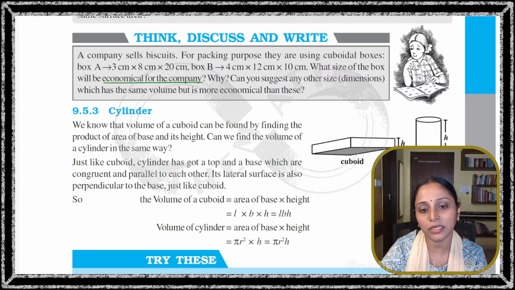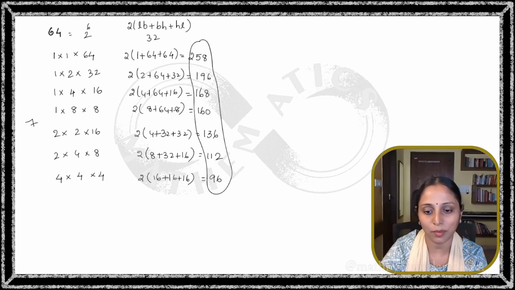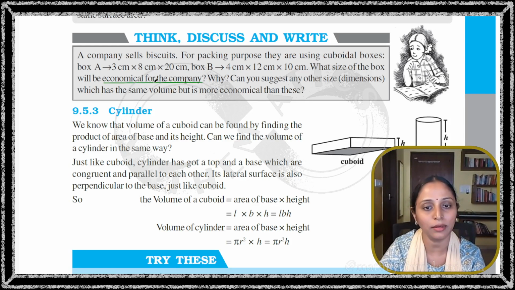So clearly you have seen here that depending on the arrangement of the cubes, you will have different surface areas. The surface area is dropping when you use different dimensions. So for economical purposes, you're going to use the minimum surface area. Here they have given 2 possibilities, and the one which gives lesser surface area is going to be more economical for the company. Why? We have just discussed it.